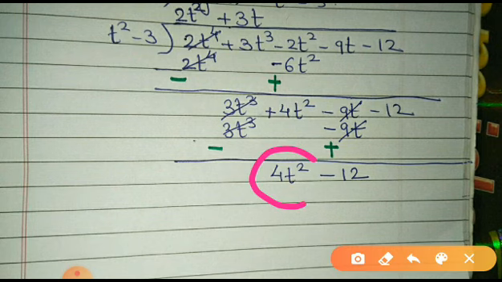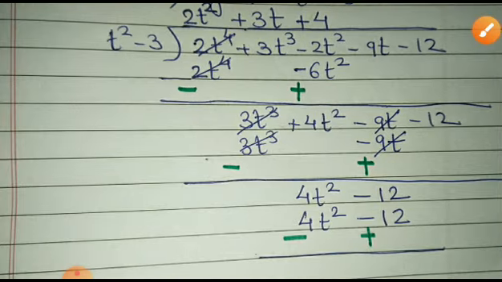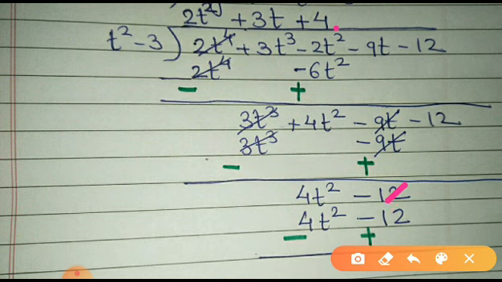Now check again. Here it is 4t square, and the degree of this polynomial is the same as the divisor's, hence I have to continue the division. t square into what gives 4t square? It should be multiplied with 4. t square into 4 is 4t square. So change the sign, and everything gets cancelled. I'm getting the remainder as 0.